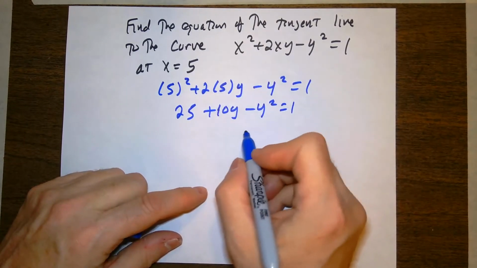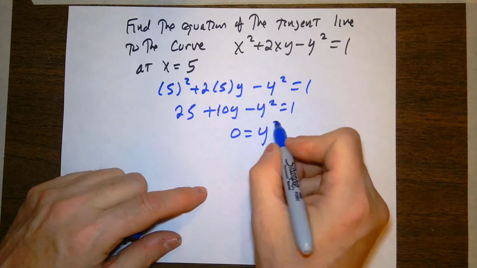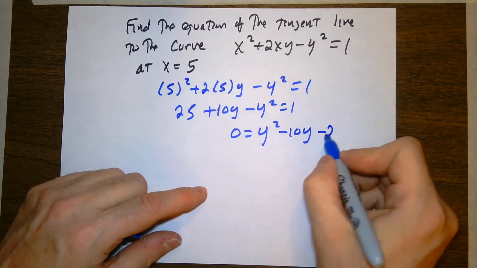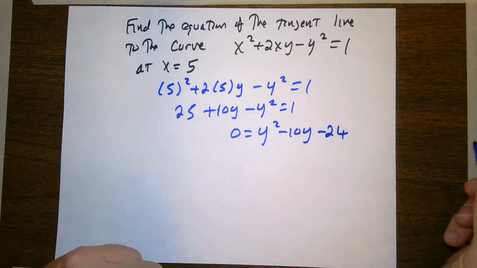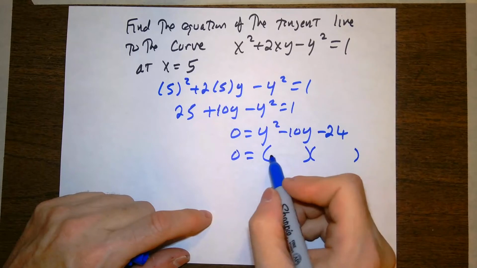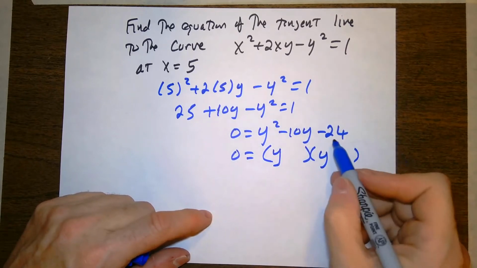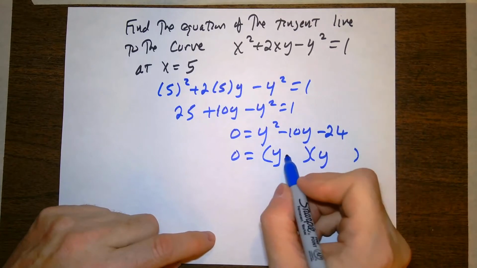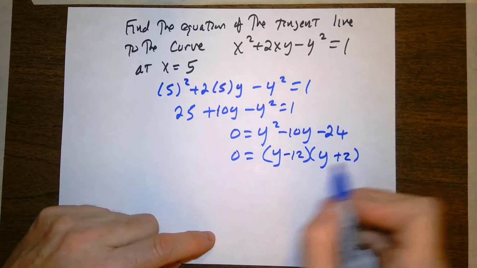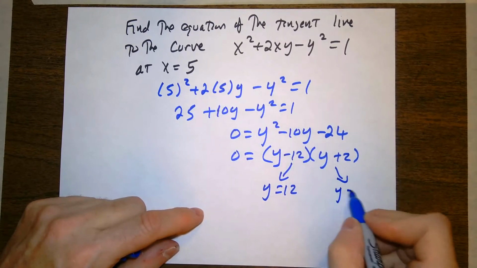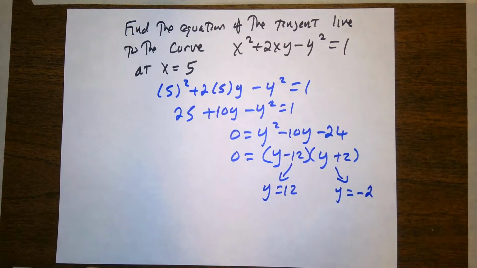Add the y squared to both sides. Subtract the 10y from both sides. Subtract 25 from both sides. Solving for y, this is nice and well behaved and factorable. Y and y, two things that multiply together to give me negative 24 and add up to give me negative 10. How about negative 12 and positive 2? So I get y equals 12 and y equals negative 2.